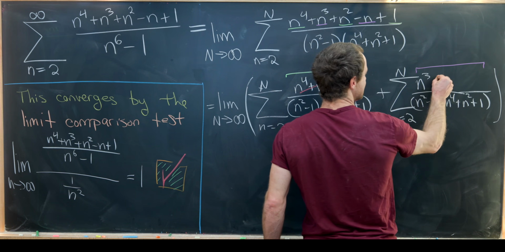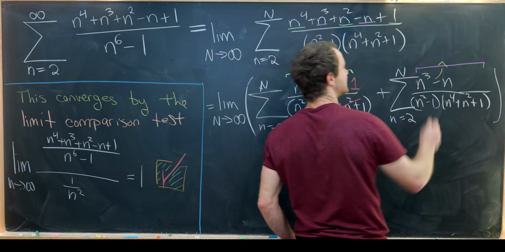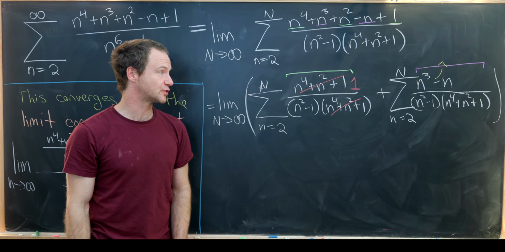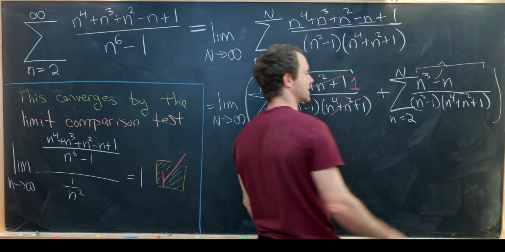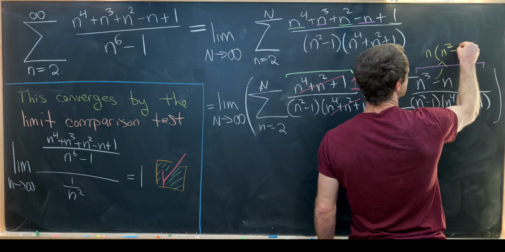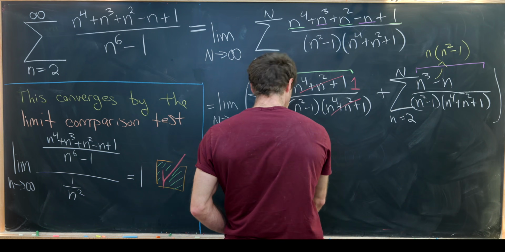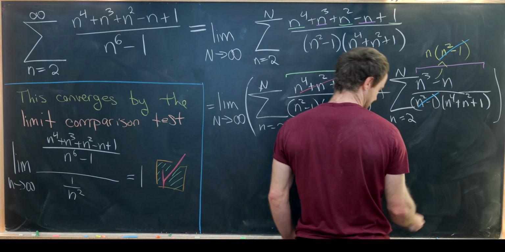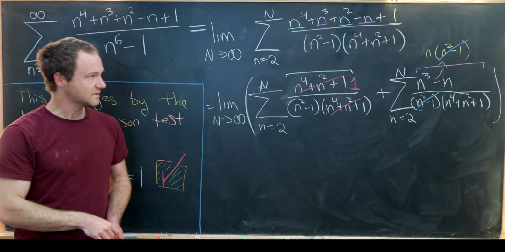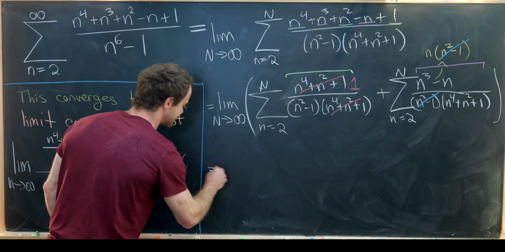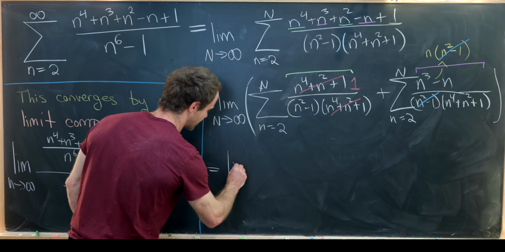Furthermore, we see that this n cubed minus n has a pretty obvious factorization, which will help us out with this denominator here. In particular, we can write this as n times n squared minus 1, and then cancel this n squared minus 1 with this n squared minus 1. Okay, so we've done quite a bit of simplification. Now let's rewrite this thing so we can get a handle on what's going on.